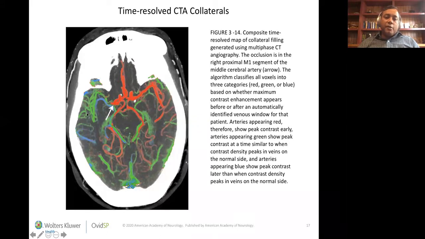And so if this were all red, you would say, oh, super good collaterals. These are blue, so you are saying intermediate collaterals. This region is green, intermediate collaterals, blue, slightly poor collaterals.